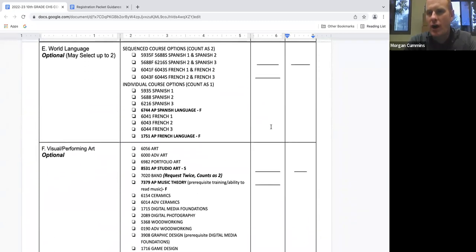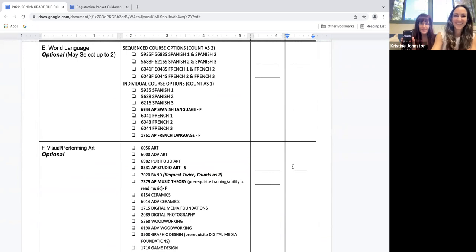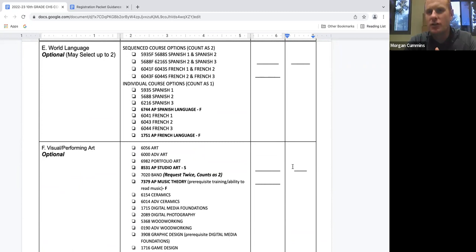The college requirement is that you get to the second level of a world language. So for those of you that may have taken world language as a freshman, you likely want to take the next level of that world language. So if you took Spanish or French 1 as a freshman, you'd want to do Spanish 2 or French 2 as a sophomore.